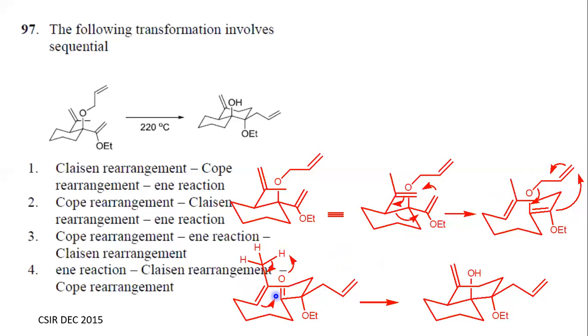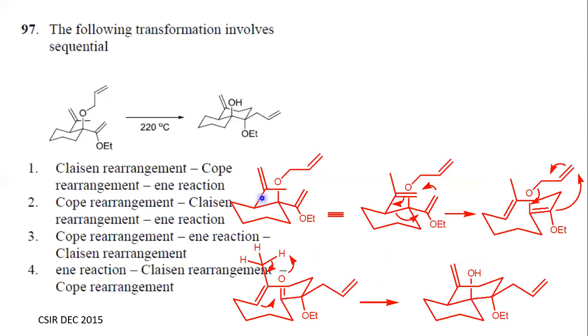For the carbonyl ene reaction, this action will abstract this proton. Here CH3 is there, and this bond's electrons will come here and make it a double bond. The pi electrons through this carbon will go to this carbon and make the bond, and by doing so we have produced an OH group here.